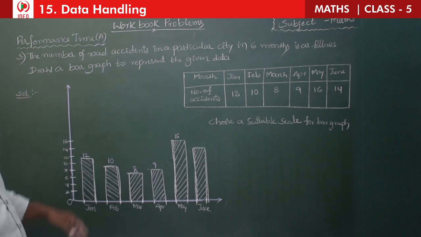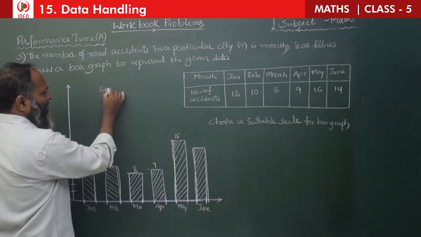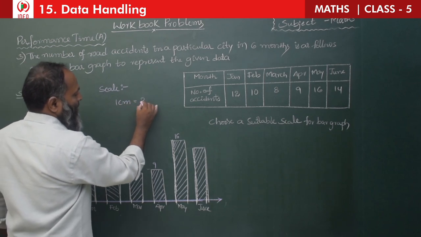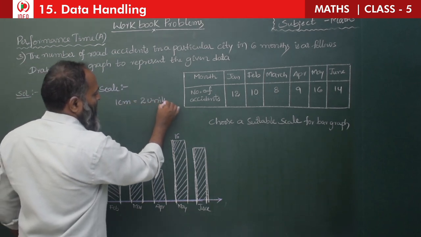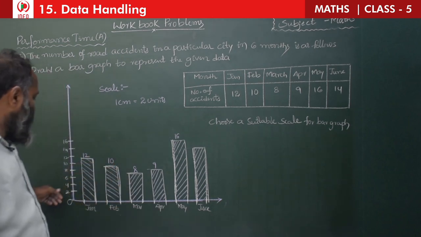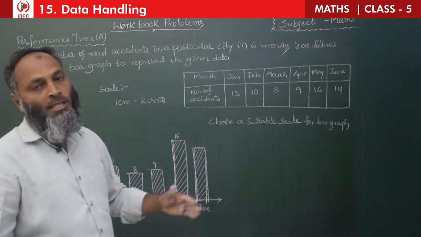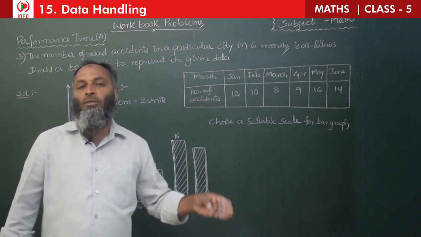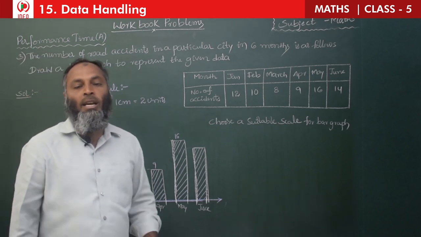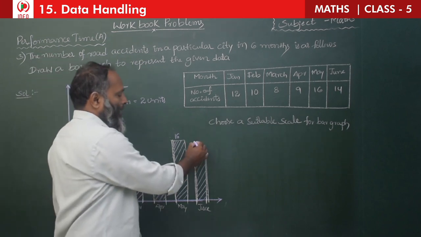So, in this way, sir, we should draw a bar graph and also write a scale. What scale did we take here? 1 centimeter we took as 2 units, and 2 units means 2 accidents. Why? Because on the y axis, on every centimeter we increase by 2: 0 to 2, 2 to 4, 4 to 6, 6 to 8, 8 to 10, 10 to 12, 12 to 14, 14 to 16. It means per centimeter we took 2 units. That means the scale is 2 units. Okay, students, note down here, it is 14.